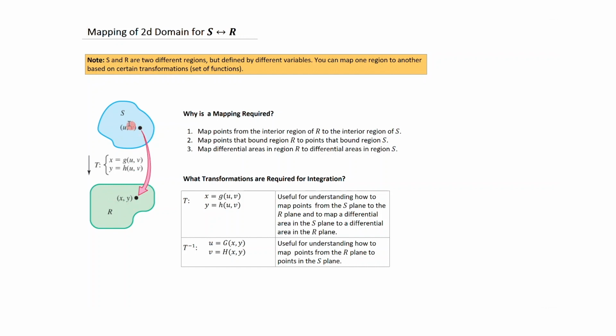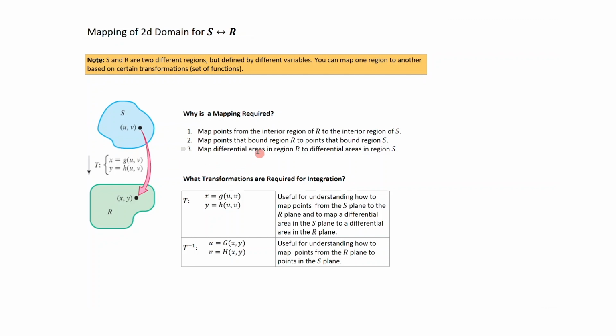Now we can map points from this region to this region, or the other way around, through transformation. That transformation T is defined as x is some function of u and v, and y is some function of u and v. So you might ask yourself, why is a mapping required? Well, here are the 3 points. For one thing, you map points from the interior region of R to the interior region of S. Secondly, you map points at the bound of region R to points at the bound of region S. So you're essentially going from some point here to some point on the boundary. If you go once around the boundary here, you're basically mapping the boundary of S.